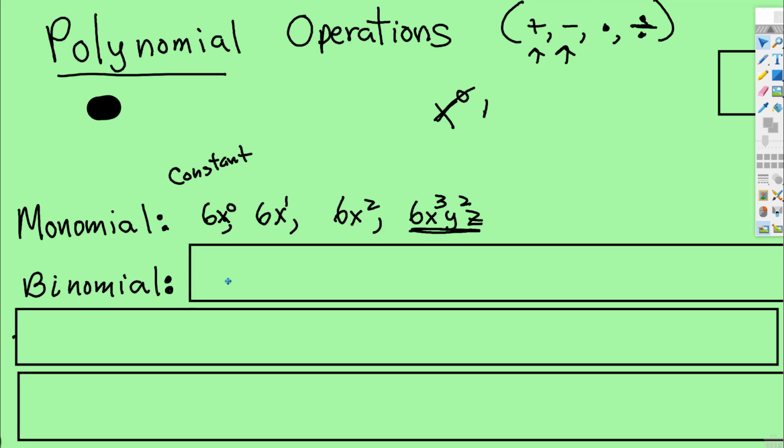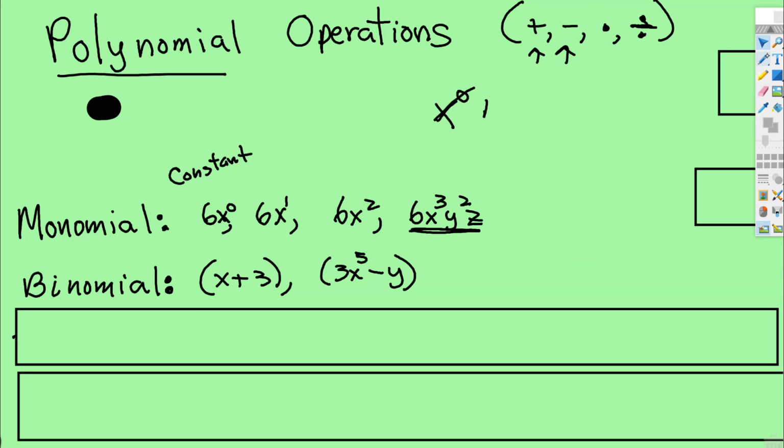And that's what a binomial is. A binomial is when you have 2 terms separated by a plus or subtract sign. So x plus 3, 3x to the 5th subtract y. Both of those are examples of binomials.